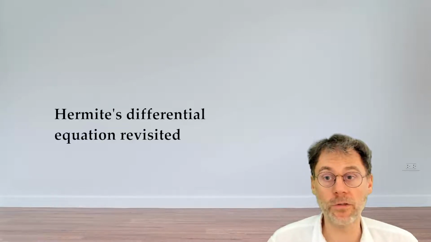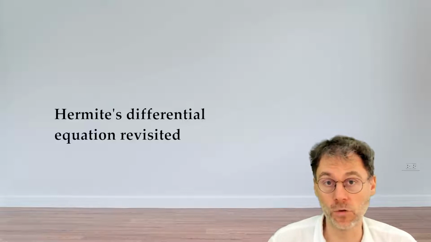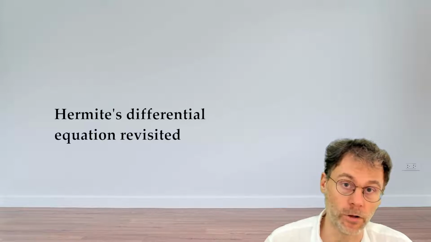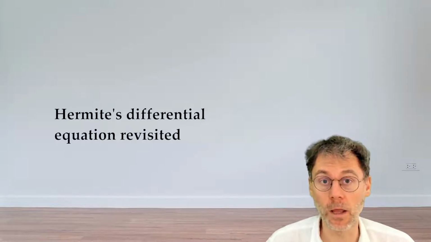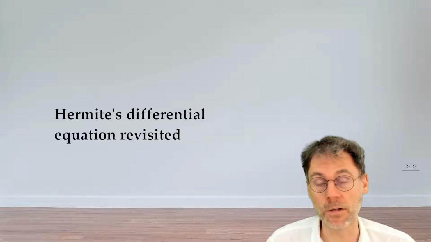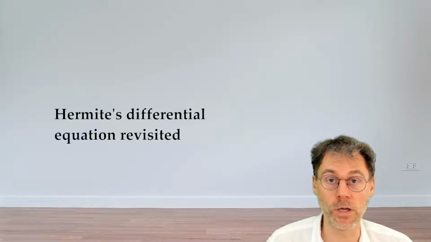So far, we've defined the Hermite polynomials in two different ways. On the one hand, through the differential equation, and on the other hand, through the generating function. Wouldn't it be nice to also show that these two methods are equivalent? And that's exactly what we're going to do here.